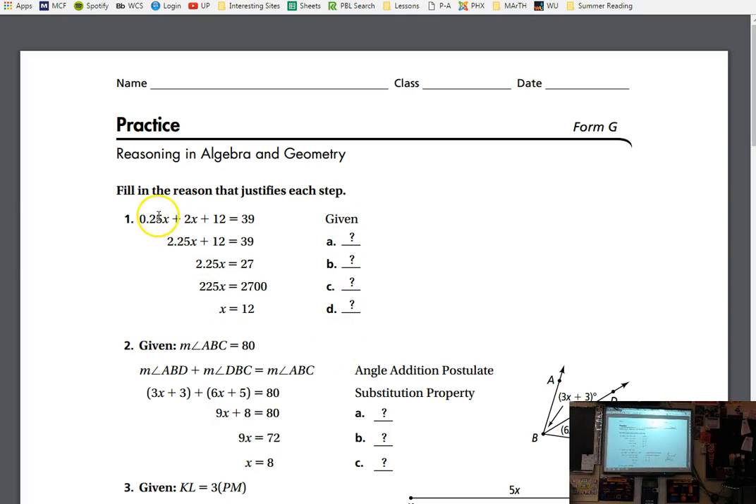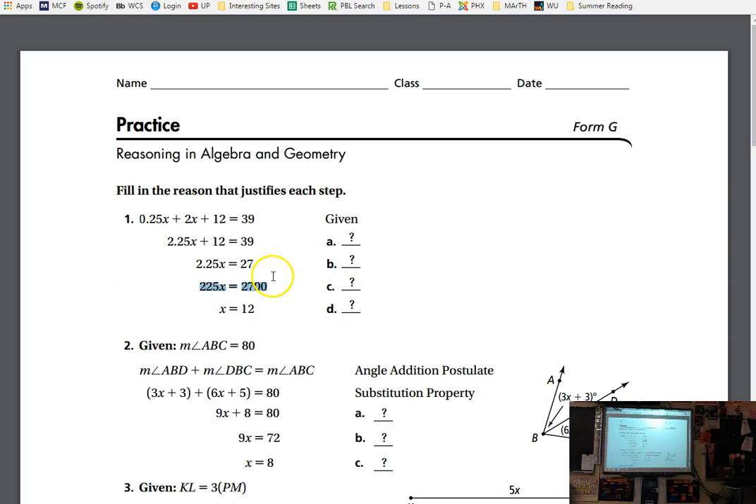So what we're looking at is from this step to that step, what happened? Well, I merged my x values with each other. What was that? Well, I could put in right here, combining like terms. Right here, what did I do? I got rid of the 12. Still, that's combining like terms, but since I had to do it through subtraction on both sides, subtraction property of equality. Or you could actually say addition property of equality, because I added a negative. So this could really be addition property of equality.